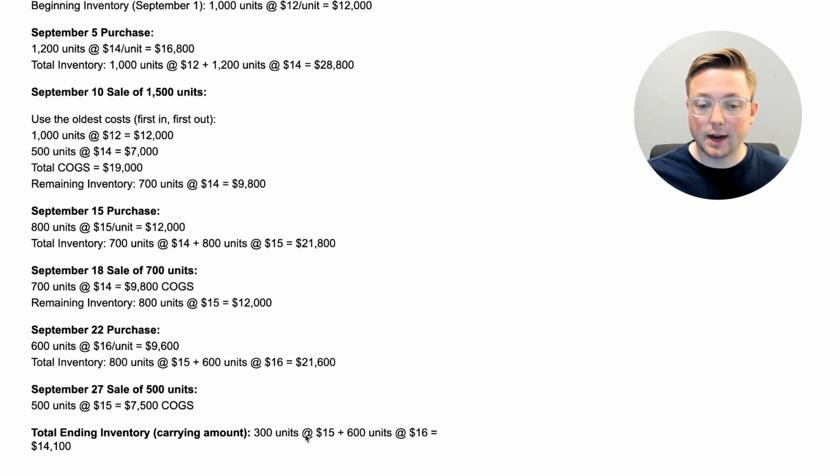So we can see that right here. And then all 600 units that we purchased on September 22nd. So we add that all together and that gets us $14,100 of inventory that's left. Now the calculations are very similar as far as how you go about it if you're using the perpetual method. But of course, with FIFO, the focus is first in, first out, as in you're using the oldest stuff first. I hope that makes sense. Let's go to the next question.